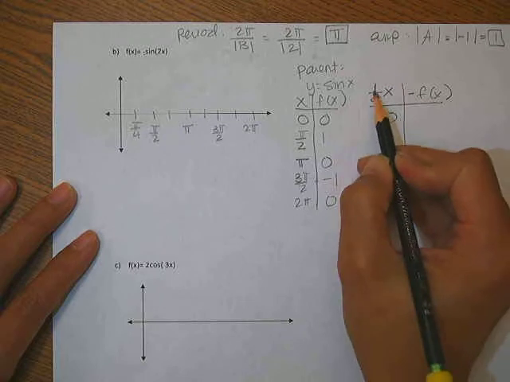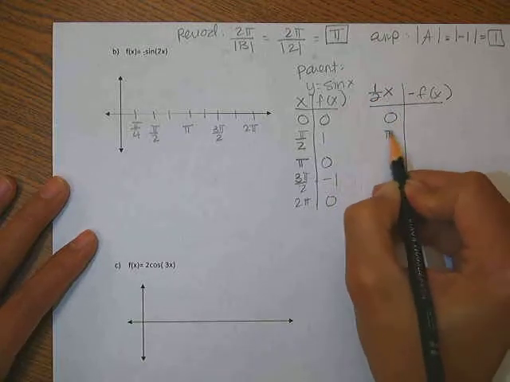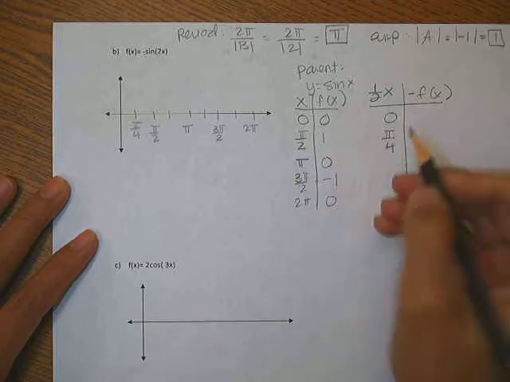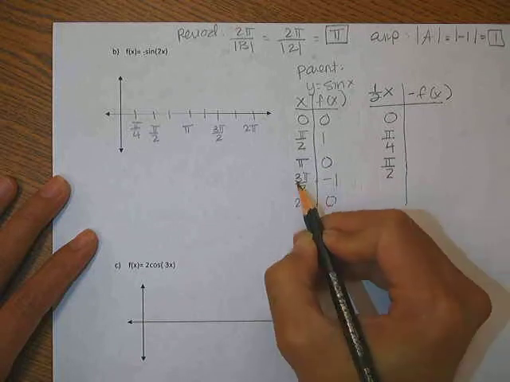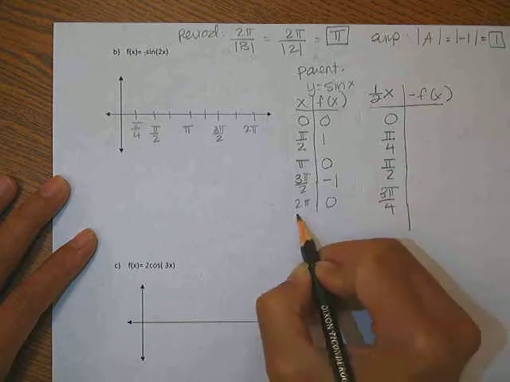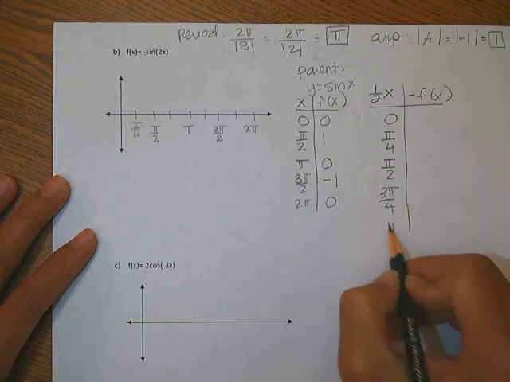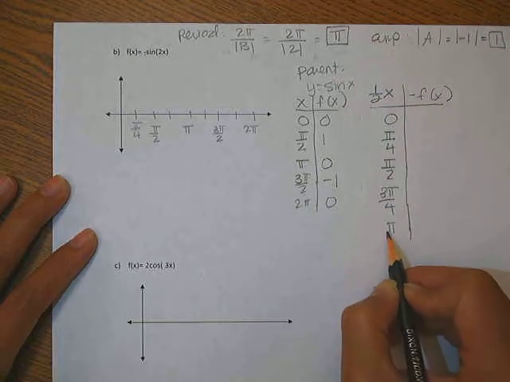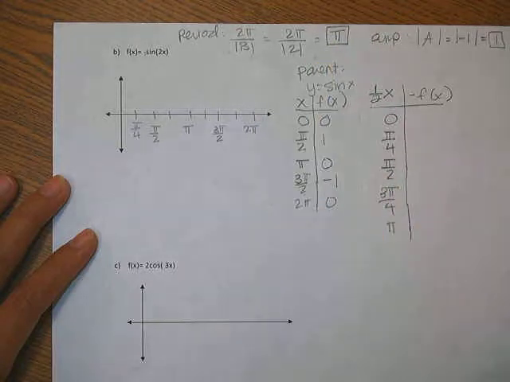Pi over 2 times 1/2 is going to be pi over 4. Pi times a half is going to be pi over 2. 3 pi over 2 times a half is 3 pi over 4. And half of 2 pi is going to be pi. This ending value should always, always, always match up with your period.